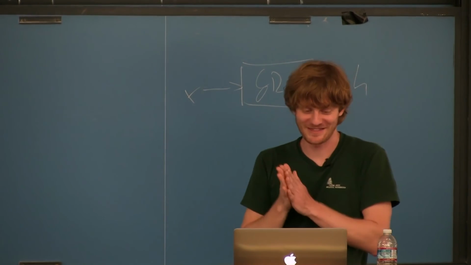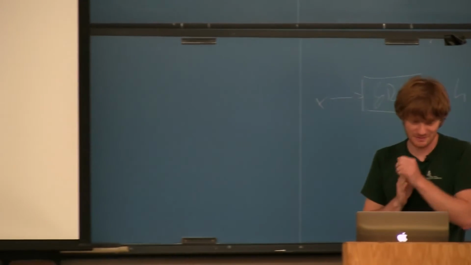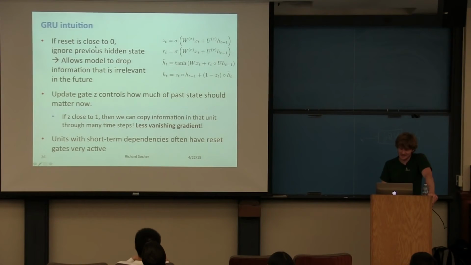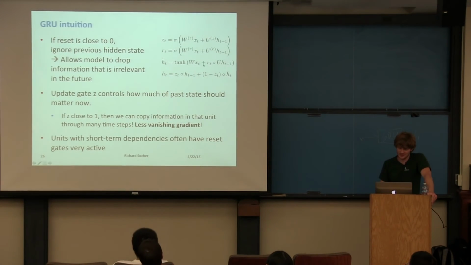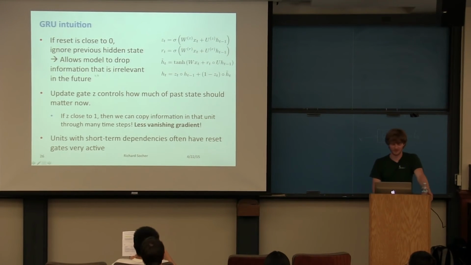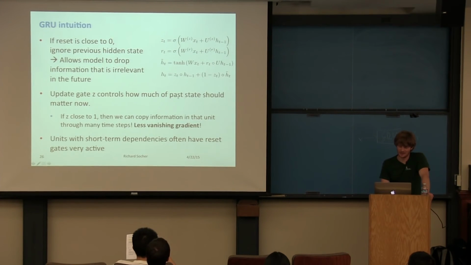All right, so I think we covered, thanks to your great questions, most of these intuitions. But let's just reiterate. If the reset gates here are close to 0, we can ignore the previous hidden state entirely for H tilde, and that basically allows the model to drop information that is irrelevant in the future. The update gate Z controls how much of the past state should matter at the current time step. If Z is close to 1, then we can basically copy over the information in that unit through many, many time steps.